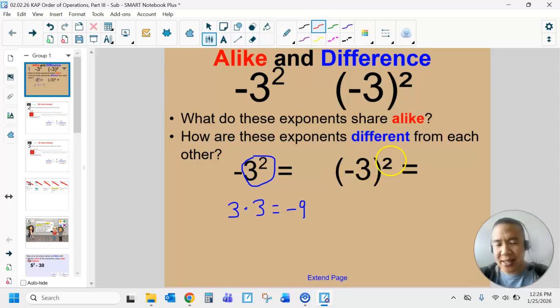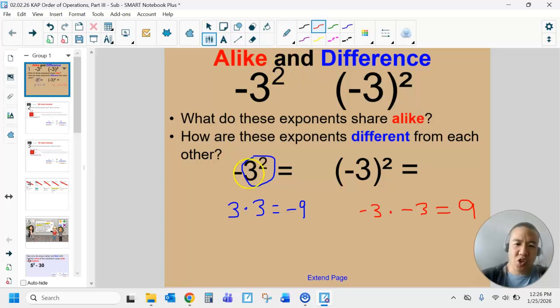For the second one, the grouping is -3. That's the base. The exponent is 2. So we need to write the base -3 twice. This is the factor, write it twice. Multiply it twice: -3 times -3 equals 9. Why 9? Because negative times negative makes positive. So how are they different? This one the answer is -9, while the other one is equal to +9.